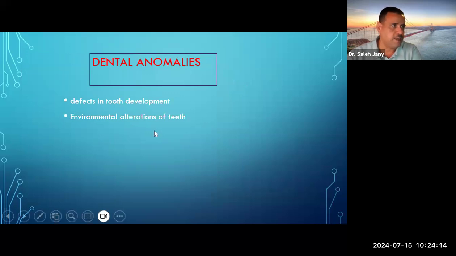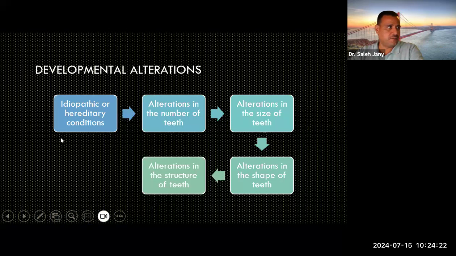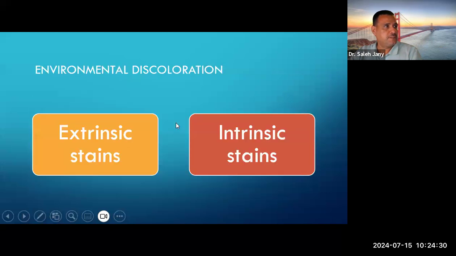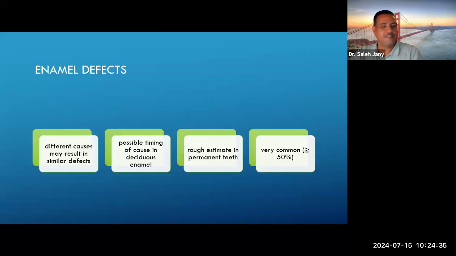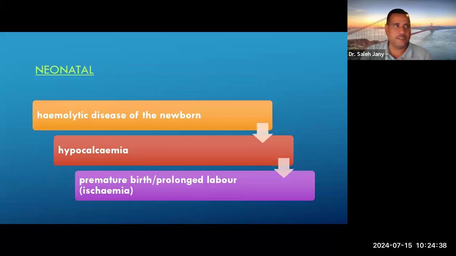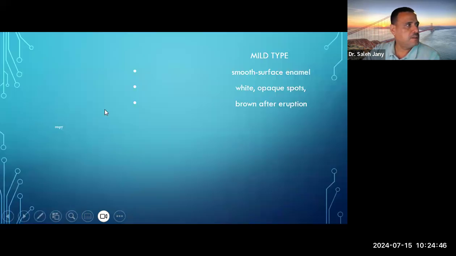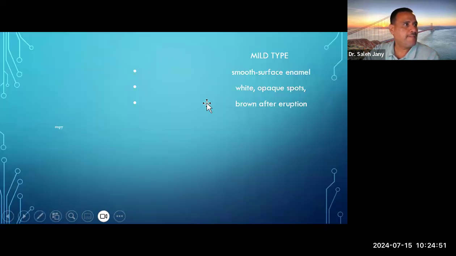This is how developmental defects of teeth happen. They can be hereditary, systemic, traumatic, from a local factor, drugs, or idiopathic. I'll show you the pictures. That's postnatal. Neonatal is when the baby is born with it. Postnatal happens after the birth. Enamel defect.